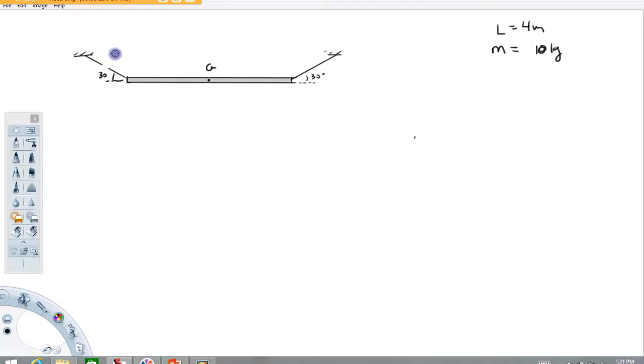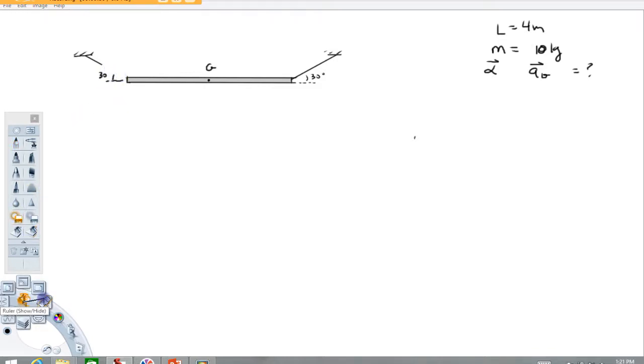What we're going to try to do is calculate the angular acceleration of this bar, or this object, and the acceleration of the point G, G being the center of gravity of the object. So we're going to start with a free body diagram, and since this string is broken, I'm going to just get rid of it now.